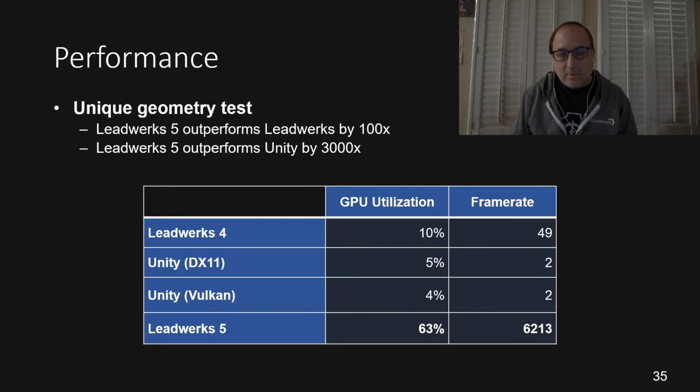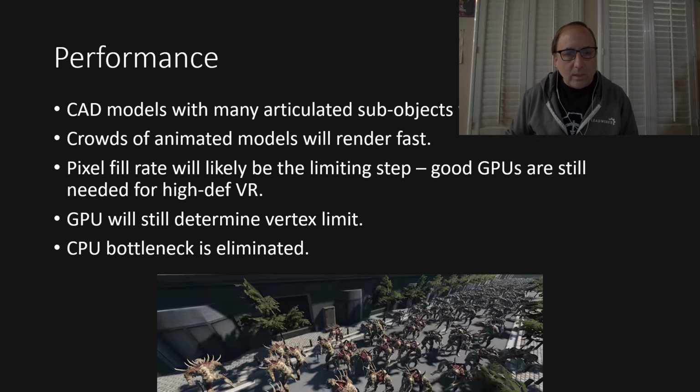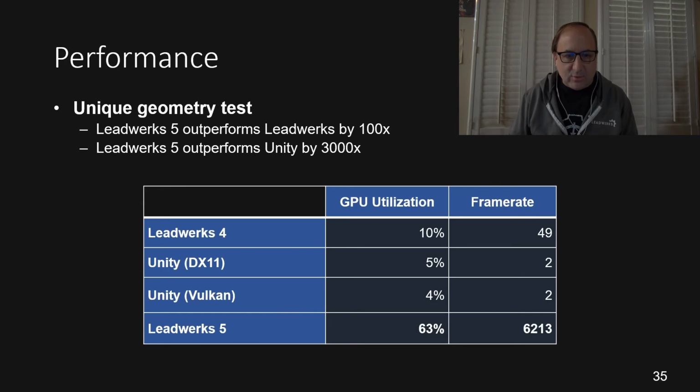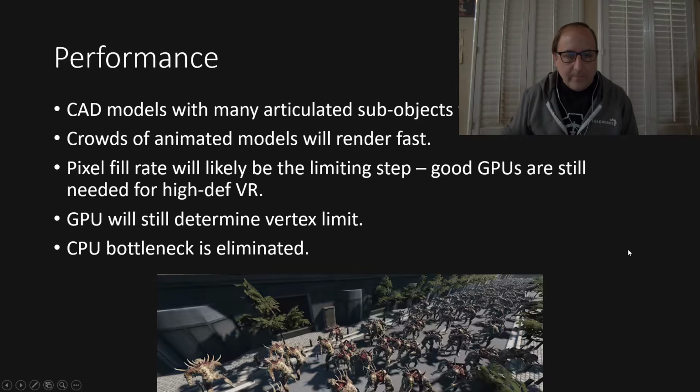But very interesting results. So what does this mean in practical terms for VR and for general 3D applications? Well, for one thing, CAD models that have many articulated sub-objects will render very, very fast. And that's best represented by this test of unique geometry. Crowds of animated models will render fast, like, I don't know, something like zombies, for example.